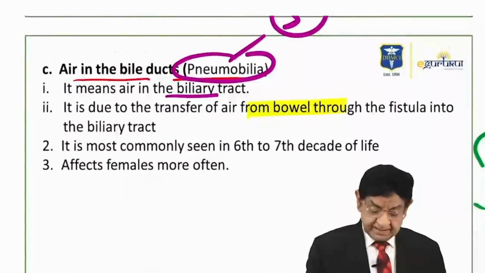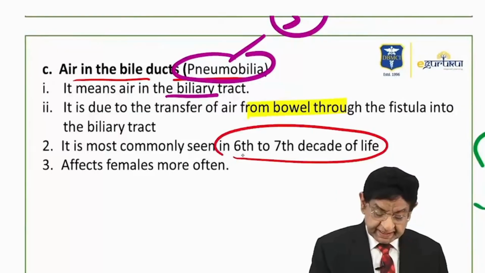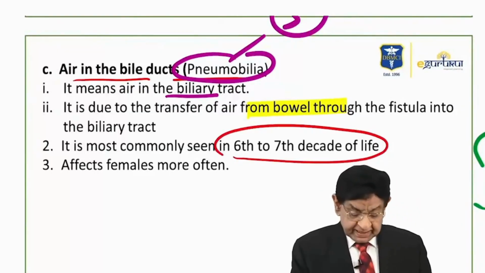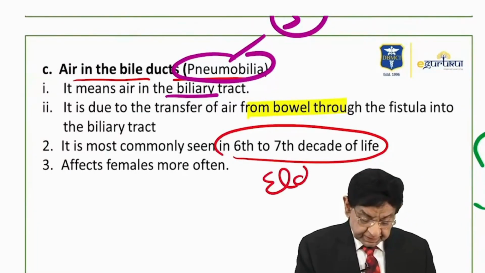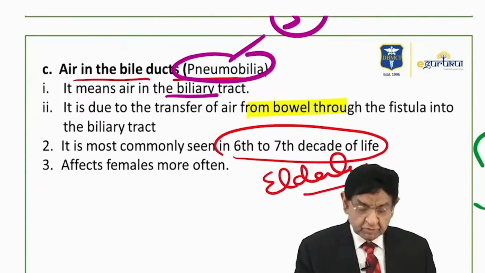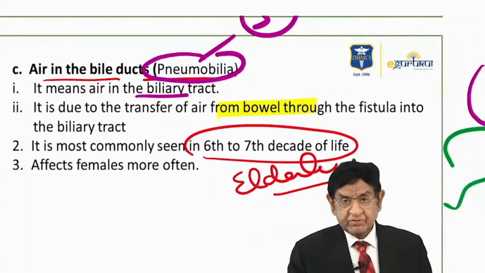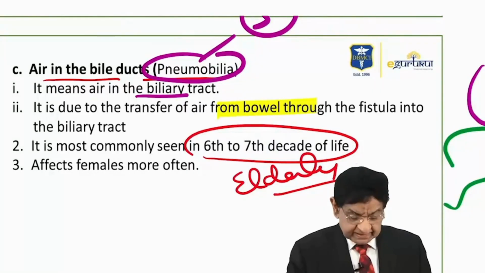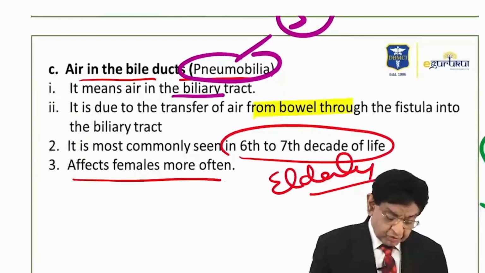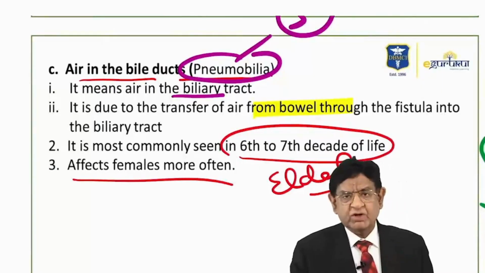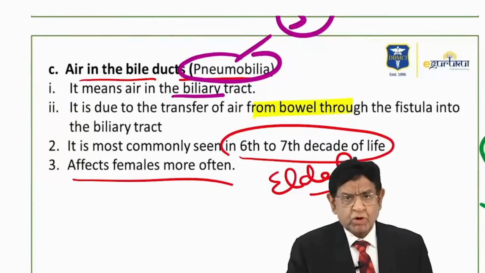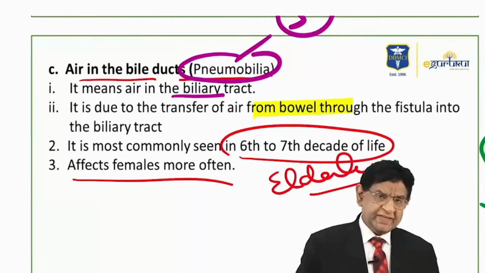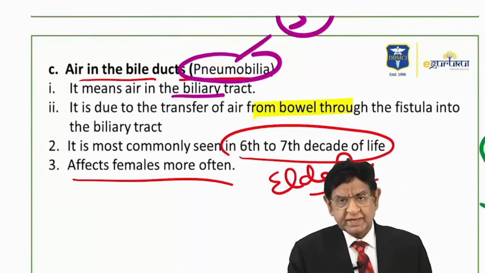Now, the triad is seen in the 6th to 7th decades. That means it is seen in the elderly person. Although gallstones are common at the age of 40-50 years in fat, fertile females, this is in the 6th and 7th decades. It affects more often females. In fact, gallstone disease as such is more common in females, so definitely we expect this finding to be more common in females.